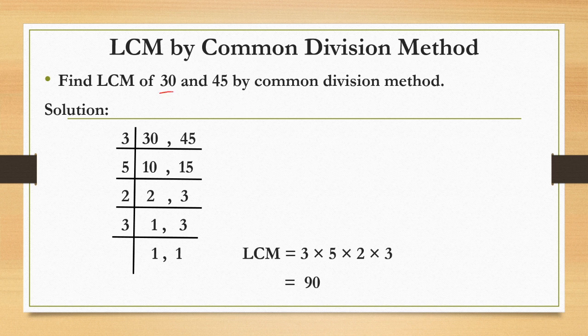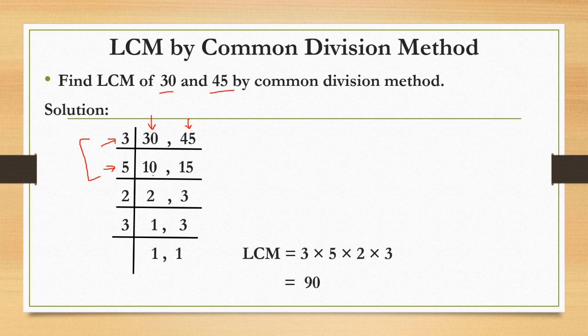So we have to find the LCM of 30 and 45. We divide 30 and 45 first by 3. Why by 3? Because 30 and 45 come in the table of 3. Or you can divide these numbers by 5 also, because they come in the table of 5 too. Whatever number you want to divide by, you can. After division by 3 we get 10 and 15.